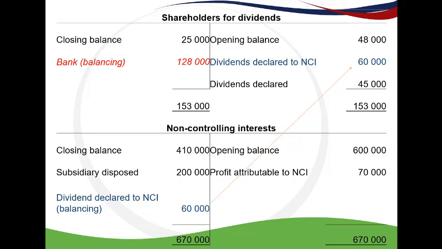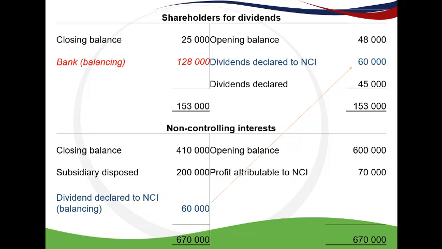It is important to determine the non-controlling interest share in dividends declared by the subsidiaries, which is the reason why the non-controlling interest account is reconstructed. Once you have the dividends declared to the non-controlling interest figure, which in this case is 60,000, the amount is transferred to the shareholders for dividends account.